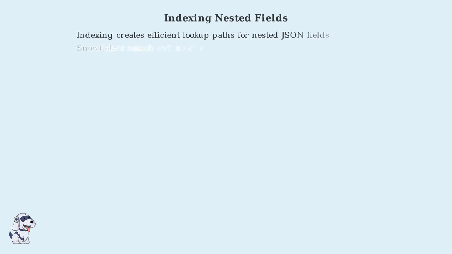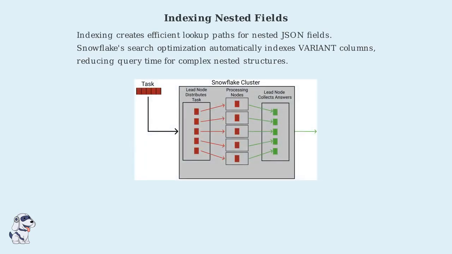Indexing nested fields is crucial for performance when querying semi-structured data. By creating efficient lookup paths, indexing allows databases to quickly locate specific nested values without scanning entire datasets. Snowflake's search optimization service automatically indexes variant columns, dramatically speeding up queries on complex nested JSON structures.